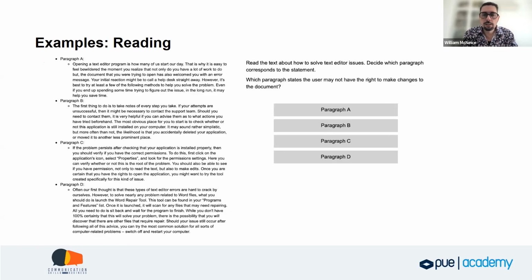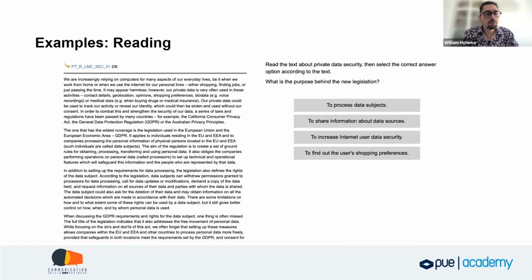Then the next type is a paragraph matching. We have a text that is split into 4 paragraphs, and you simply have to decide which paragraph corresponds to which statement. And finally, we have a longer reading section, which is easily the most complicated one.